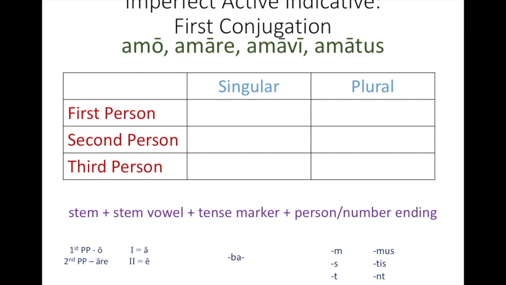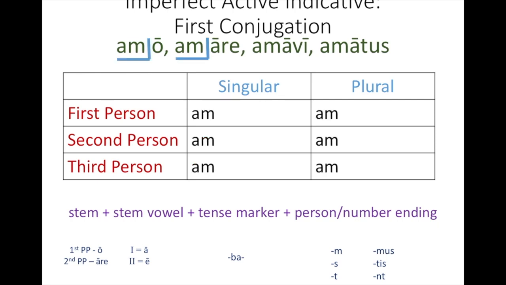The imperfect tense follows a very similar pattern. You use your stem, stem vowel, tense marker, and person and number ending. For the imperfect and future, you do actually have a tense marker. For the imperfect, that is the letters BA. So let's practice by forming our imperfect forms of amo, amare, amavi, amatus, our nice first conjugation example.